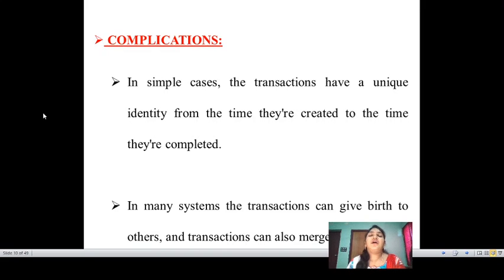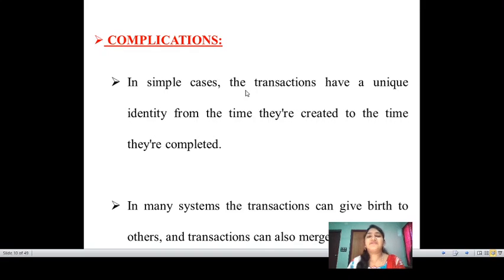Next, complications, nothing but problems. So how does the problem arise in the transaction flow? Generally, every software application has bugs, some errors will be raised, so problems will be created. The same is true here in the transaction flow graphs. In transaction flows, there are complications.